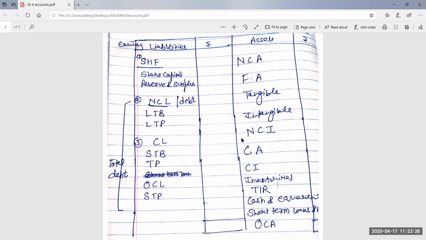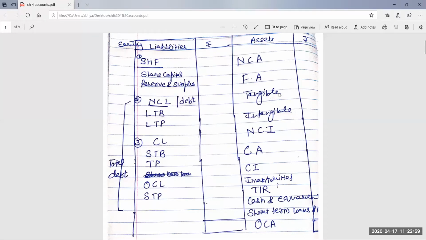Anmol, you have written only non-current liability minus shareholder funds. Yes, total liability minus non-current liability. But Varun, here total liability is not given in the question. I have told you that only the total assets are given. Total assets are given, so how will you find out current liability? Total assets minus shareholder funds minus non-current liabilities.